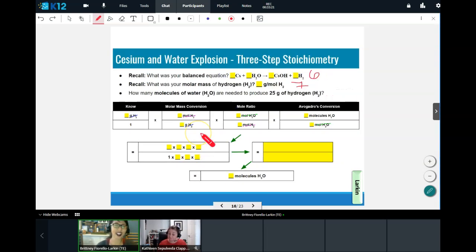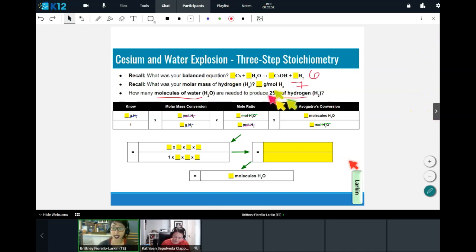All right. So then it asks how many molecules of water are needed to produce 25 grams of hydrogen. Go ahead and point for me on the board. What is my known? What am I starting with? What do I have a number for? Do I have a number for molecules or for grams? I see 4 people on the board. There are 26 of you. I should see lots of arrows on the board or in the chat. What am I starting with?